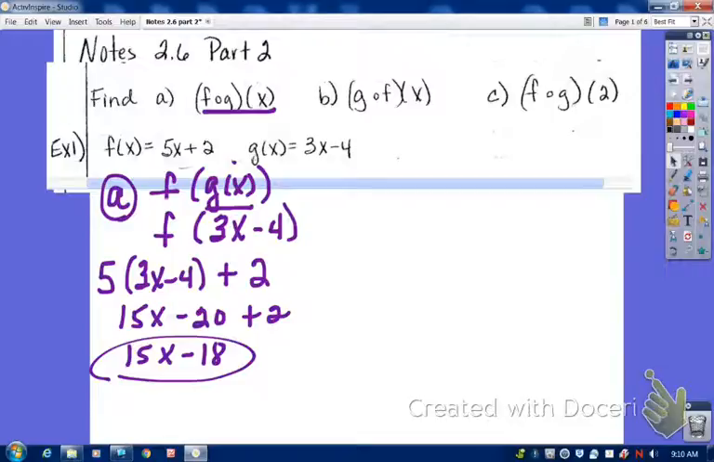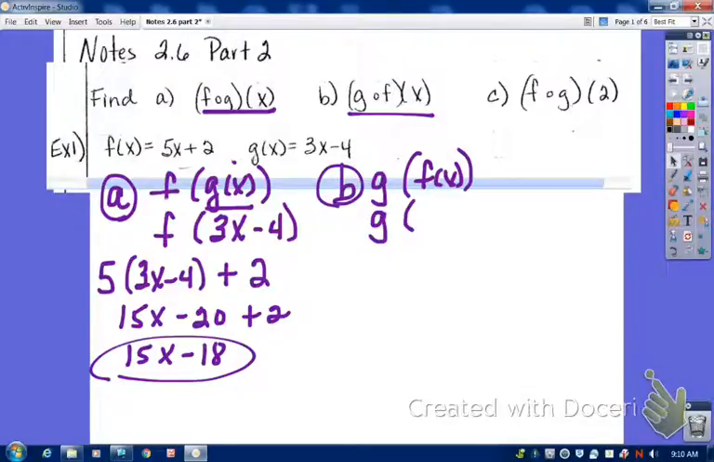Okay? The B part's asking you to switch that up. The B part's asking you to do G composite F. So that really means G parentheses F of X, which really means G parentheses 5x plus 2. So in this problem, because it's G composite F, what we're really doing is we're taking our F of X and we're shrinking it up, 5x plus 2, and we're putting it over into the G of X function.